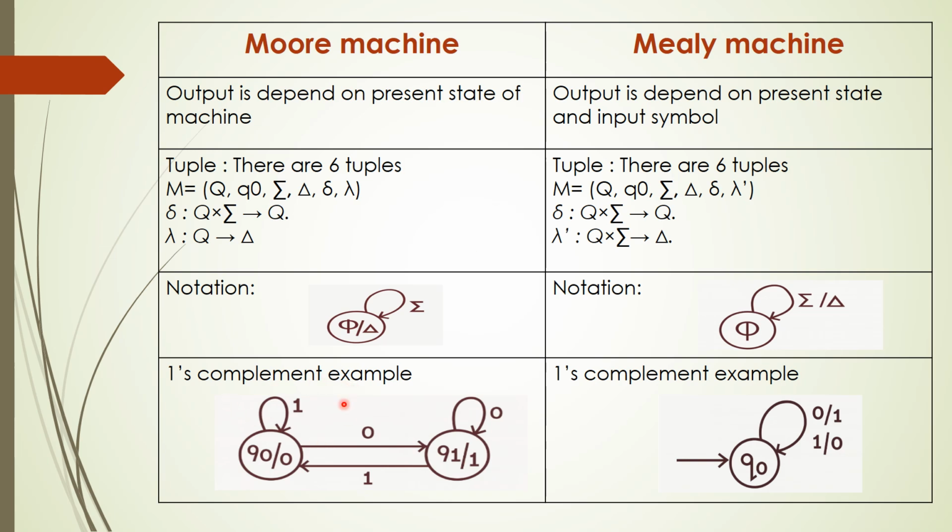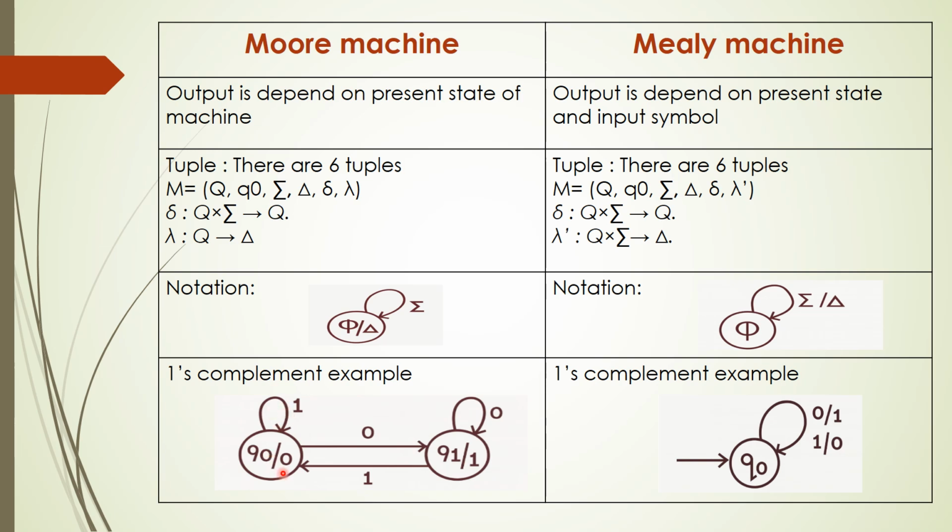In one's complement, if your input string is 0, you have to generate 1. If your input string is 1, you have to generate output 0. So similarly you have to design a finite automaton, or Moore machine. Whenever you accept 1, you have to reach the state whose associated output is 0. If I accept input symbol 1, you have to generate output 0.